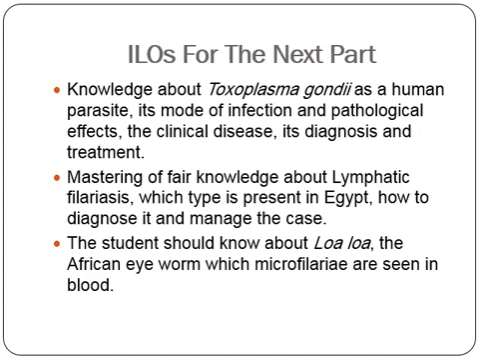Also, we must have a fair knowledge about lymphatic filariasis, which type is present in Egypt, how we can diagnose it and manage the case. The student should know also about an African filarial worm called Loa loa, which is an African eyeworm. The microfilariae of this worm can be present in peripheral circulation, so we must differentiate them from those of lymphatic filariasis.